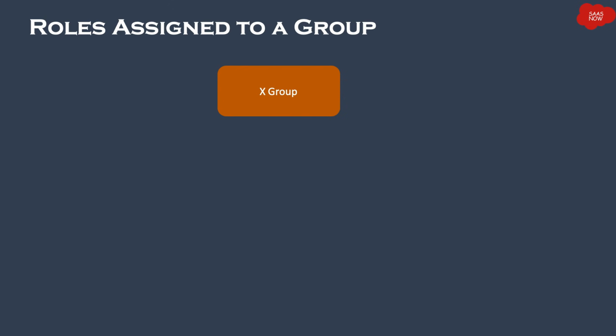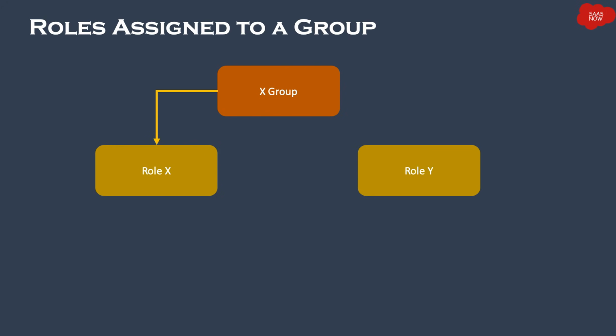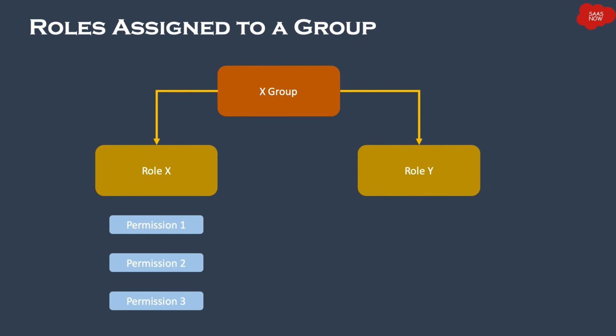As an example, you have X group, where we have added 2 roles, role X and role Y. Role X might have different permissions, like permission 1, permission 2, permission 3. And role Y can have different permissions too, like permission 1 again, permission 2. In that case, the members of X group will have all these 5 permissions. And the reason behind it is because you have added these 2 roles in the group.